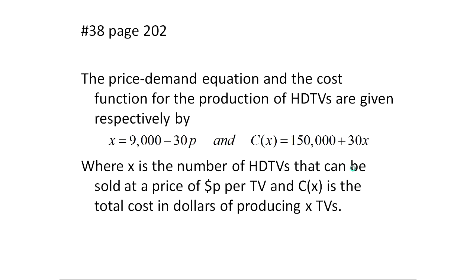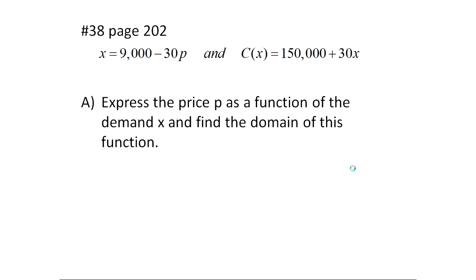So we have two functions representing two different things, and there's lots of stuff we want to do with this. But again, notice we're not given a profit function or a revenue function, so that probably means we're going to have to find those. And that's a skill I want you to have as well. Part A sets us up to be able to find those other functions that we might need.